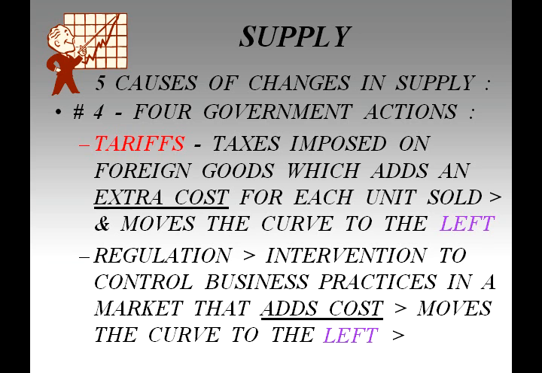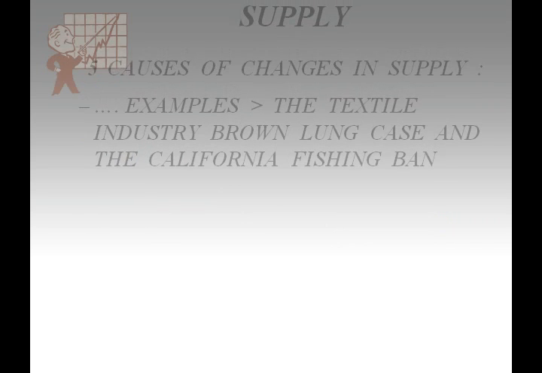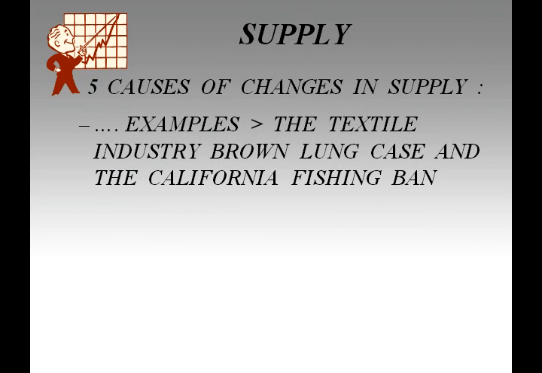Now, I will give you two quick examples of how the imposition of regulations on businesses and industries raise the cost of doing business and in turn force the producers in a particular industry to have to cut back what they supply to the market. The first example we've actually seen before in Chapter 2, and also you witnessed in your first chapter video. It's the case of the textile industry dealing with the brown lung disease.